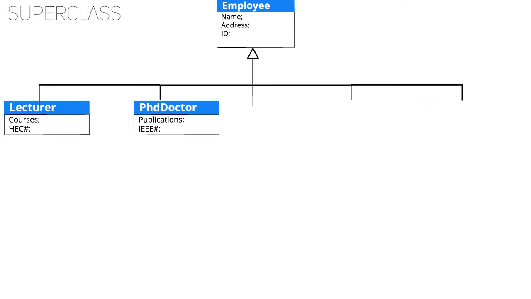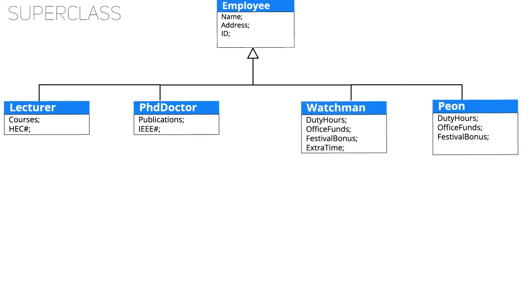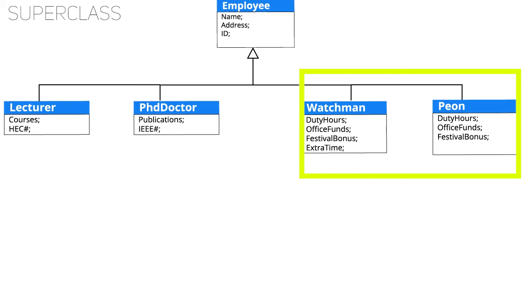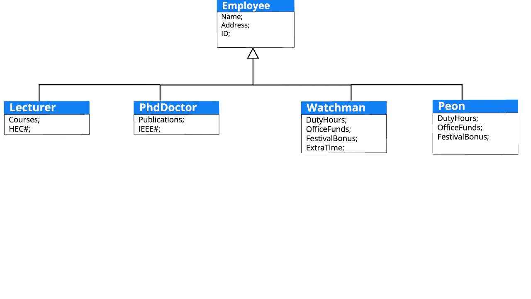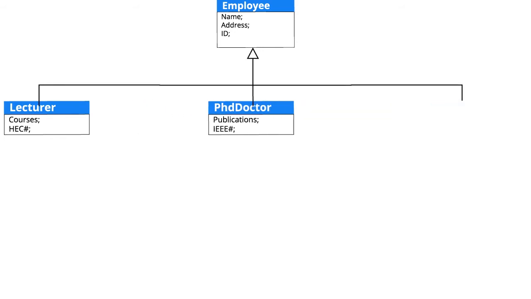If the situation occurs when most of the properties of two classes match, like in this case watchman and peon's properties, three properties are matching, with one extra property for each: watchman containing extra time and peon containing medical facilities. So what we will do in this case is that the similar properties are combined in one class and then we make subclasses of the different properties from the ones, like in this case.